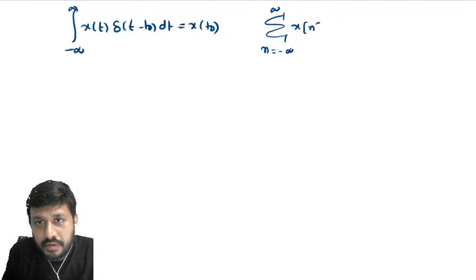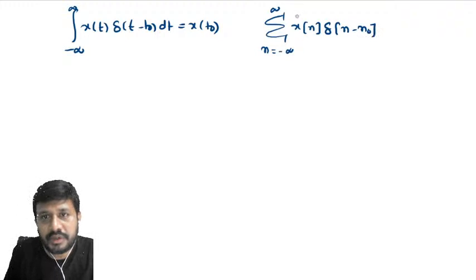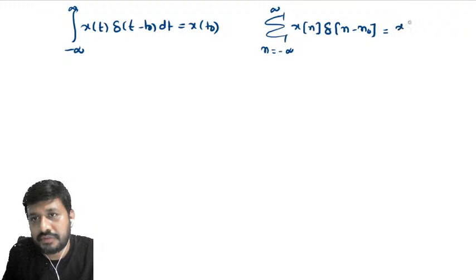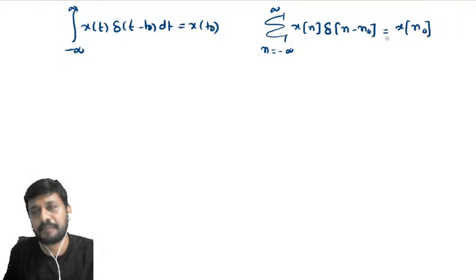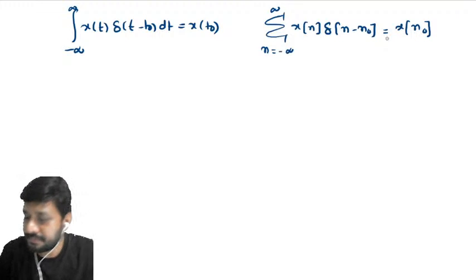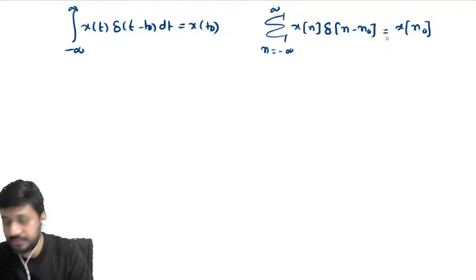X of n into del of n minus n naught. If the shift lies between the integration limits, simply substitute the value of shift in the given signal. This is the property. Hope you are comfortable.